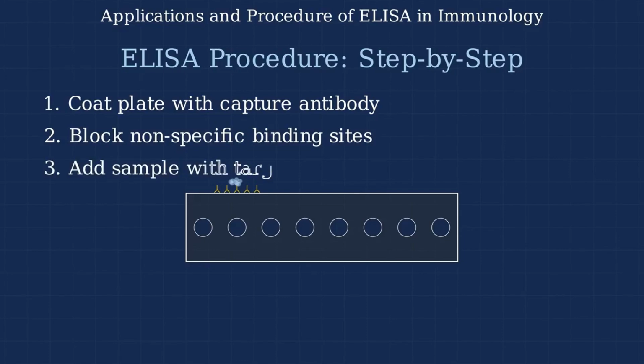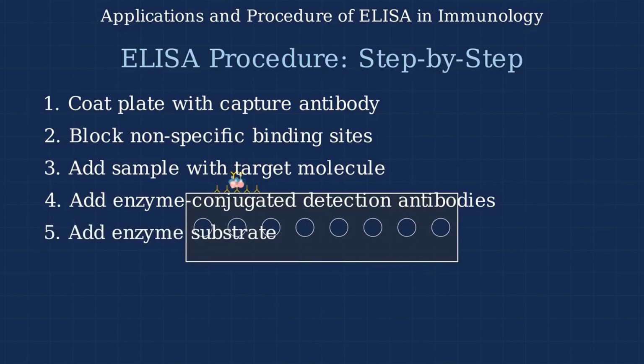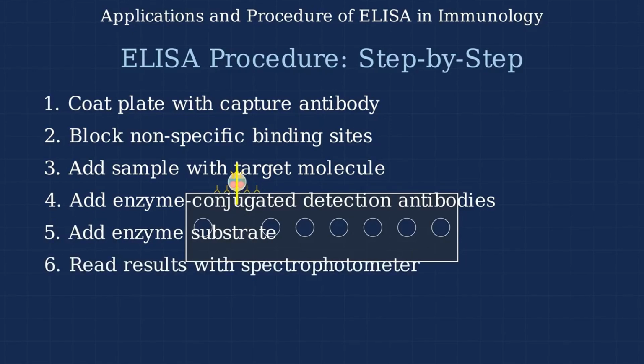The sample containing the target molecule is then added to the wells. Detection antibodies conjugated with enzymes are introduced, which bind to the captured target molecules. A substrate is added, which is converted by the enzyme into a colored product, producing a measurable signal. Finally, the results are read with a spectrophotometer, which measures the intensity of the colored product.